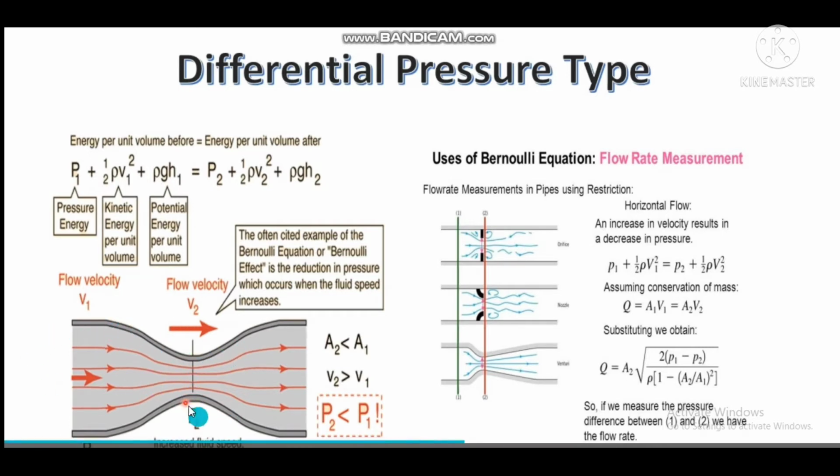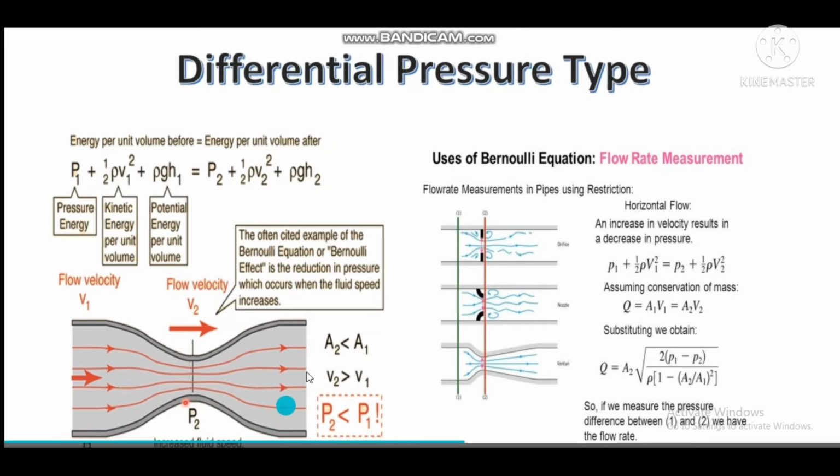Here one point is P2 and the other point is P1. At these two points, the area at one point is much larger than the area at the other. The velocity of the liquid here will be v1, and the velocity here is v2. The velocity will be less where the area is higher, so the velocity at that point will be much less.